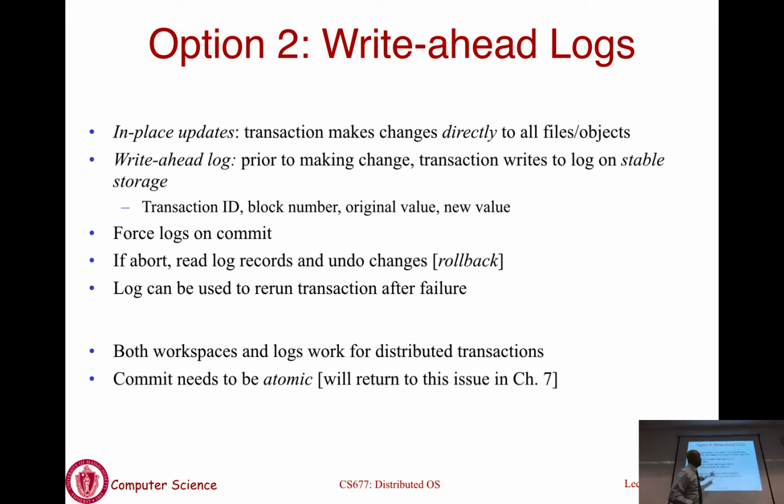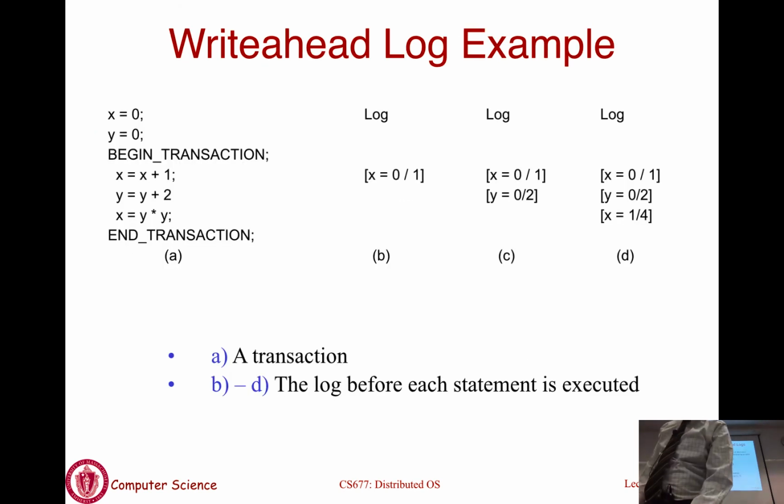Okay? So with in-place updates, your transactions make changes directly to files. With the write-ahead log, prior to making a change, you have to first write an entry to the log saying such and such changes are being made. That means the transaction ID, the block value, the old value, and the new value have to be saved so that you can undo it by replacing the new value with the old. Okay? And then if you essentially have to commit, you're done. If you want to abort, you read the log and then essentially roll back. And I'm going to show an example of how this works.